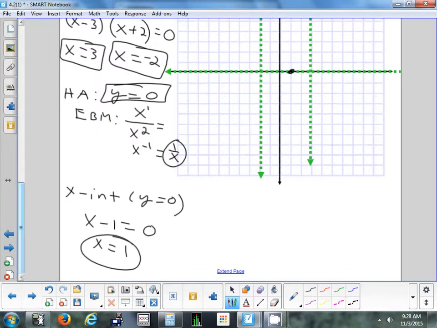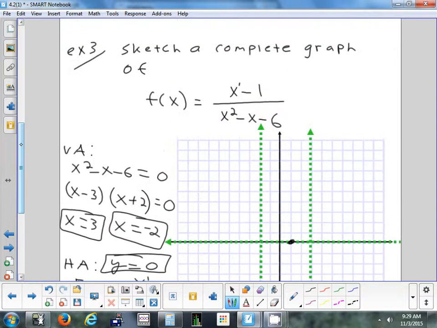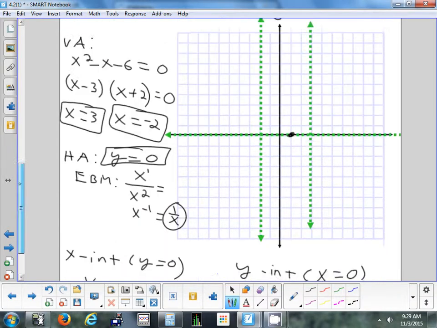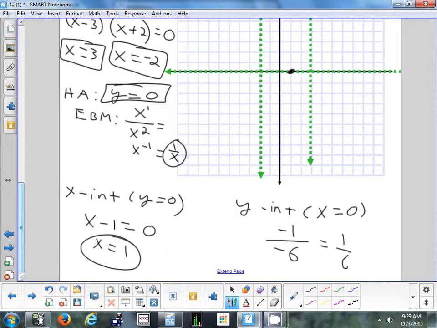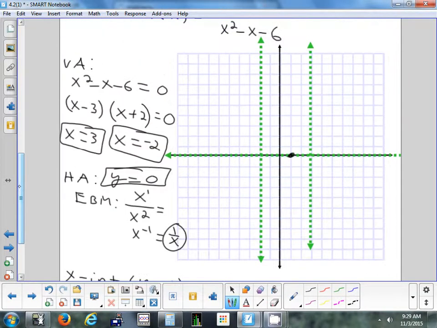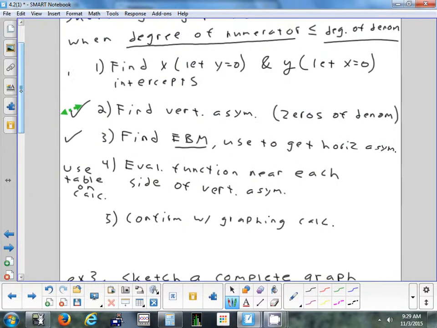Okay, and lastly, let's find our y-intercept. To find the y-intercept, that's where I plug in what number for x? 0. Okay, what's 0 minus 1? -1. 0 squared minus 0 minus 6. -6. All right, so the y-intercept is at 1/6. So maybe about like that. All right, so that's that step.